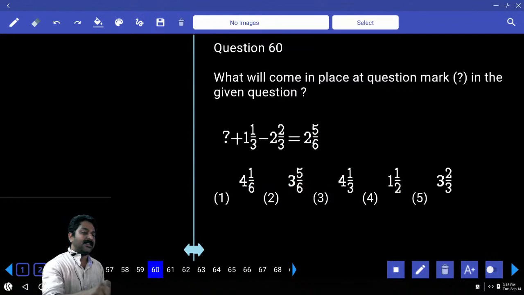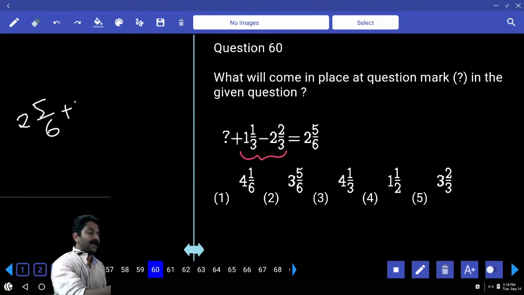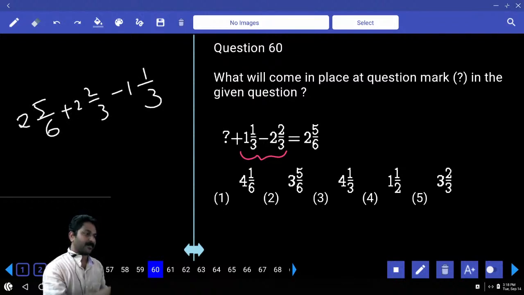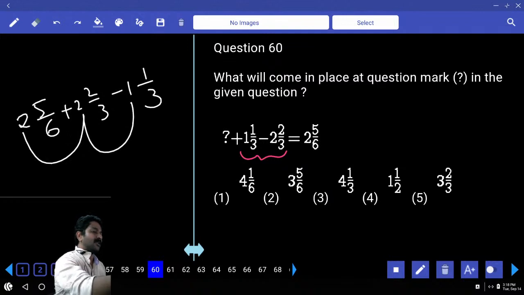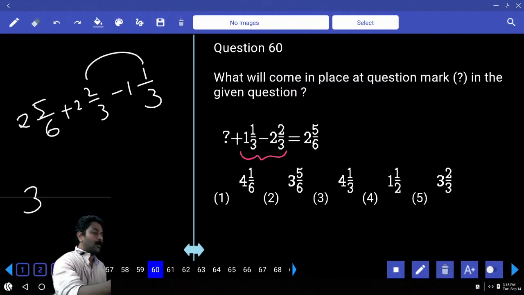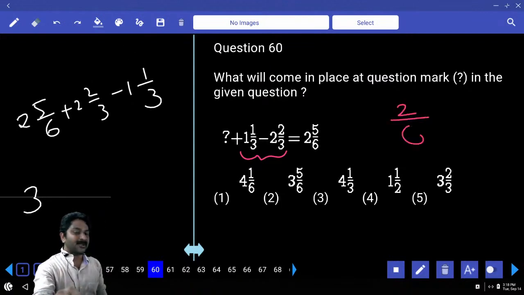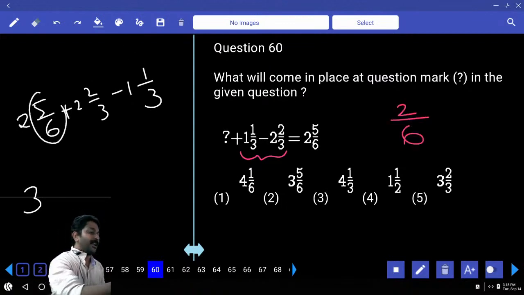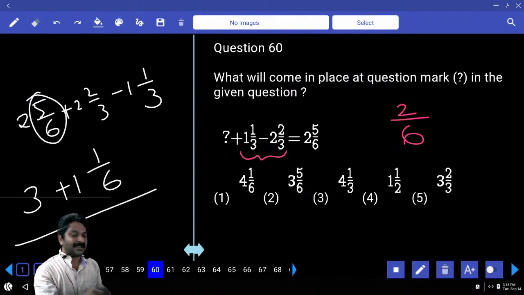Next. These two numbers go to right hand side and it becomes 2 5 by 6 plus 2 2 by 3 minus 1 1 by 3. Is that okay? 2 plus 2 minus 1, 3. 2 by 3 minus 1 by 3. 1 by 3 also can be written as 2 by 6. Already 5 by 6 plus 2 by 6, 7 by 6. 7 by 6 in the sense 1 1 by 6. 3 plus 1 1 by 6 in the sense 4 1 by 6. First option final.